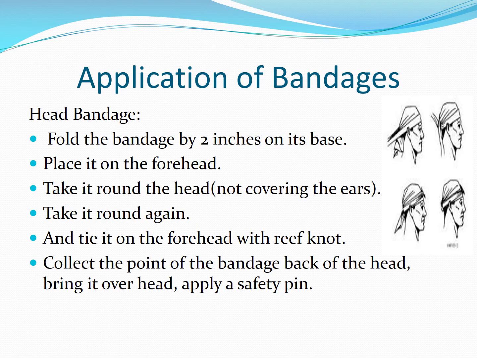Application of bandages. Head bandage. Fold the bandage by 2 inches on its base. Place it on the forehead. Take it round the head, not covering the ears. Take it round again and tie it on the forehead with reef knot. Collect the point of the bandage back of the head, bring it overhead, apply a safety pin.